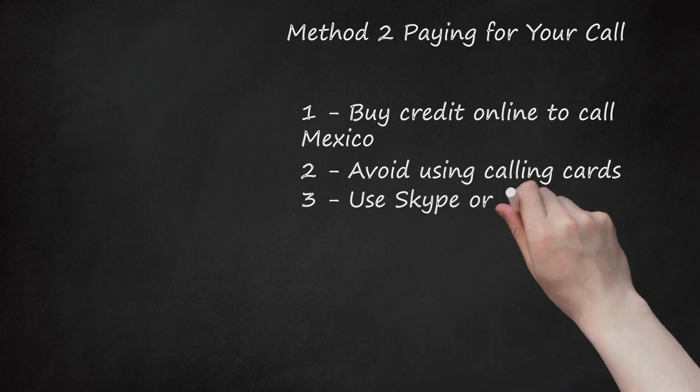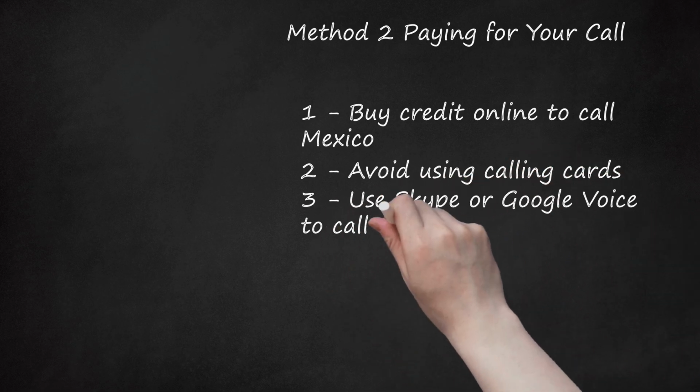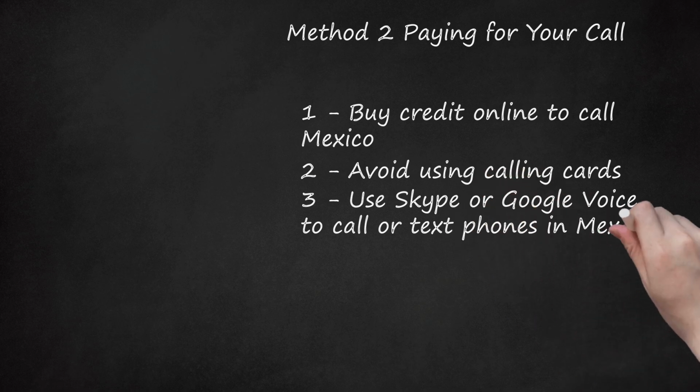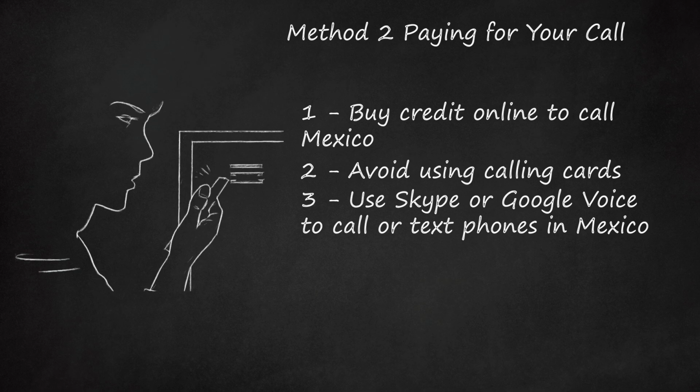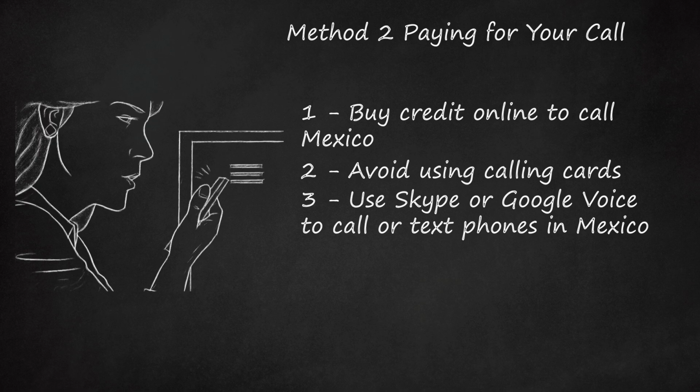3. Use Skype or Google Voice to call or text phones in Mexico. You can either call landlines or cell phones directly from Skype or Google Voice, or you can make calls while both of you are online. Go to Skype or Gmail and open up an account and download their app on your computer or your phone. Have the person you need to talk to do the same if you want to call for free.